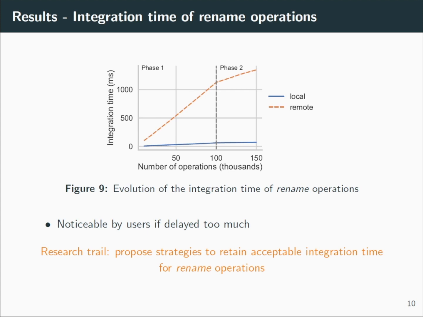Finally, we benchmark the integration time of the rename operation itself. And here the main result is that this operation is much slower to apply, to integrate, than others. It takes up to 100 milliseconds to rename a document, according to its size, according to its number of blocks. So if we wait for too long, this operation can become noticeable by the user. So our current research track is which strategy can we propose to trigger rename operations while retaining an acceptable integration time.